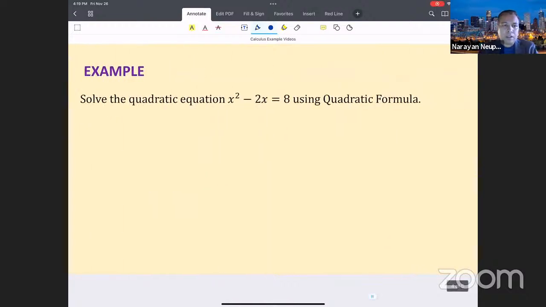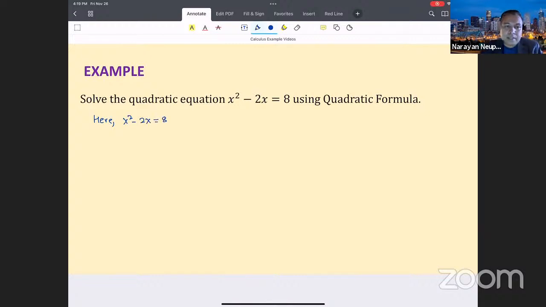So here is the example. Solve the quadratic equation x squared minus 2x equal to 8. So when you look at this equation, you can clearly see that it is a second degree equation, so it must be a quadratic equation. So let me write that here. So what is given is x squared minus 2x is equal to 8.